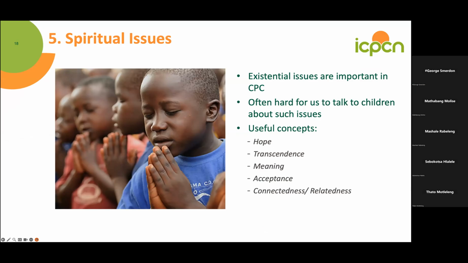Spiritual issues. Don't forget that children understand and feel spirituality. They understand spiritual issues. And how can we give them an environment in which to speak about it in an age-appropriate manner? And yet it's often hard for us to talk about some of the existential issues. Why me? Why have I got this condition? Why am I dying? And there are many useful concepts that we can use to talk to children and their families about some of the spiritual issues.